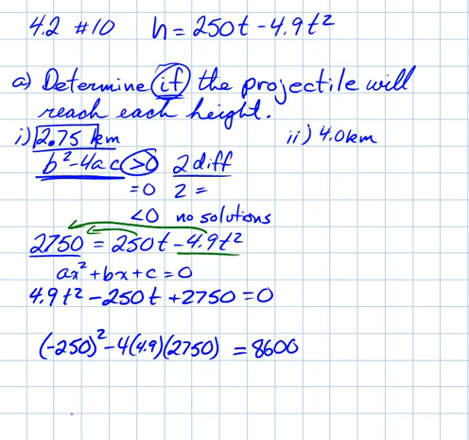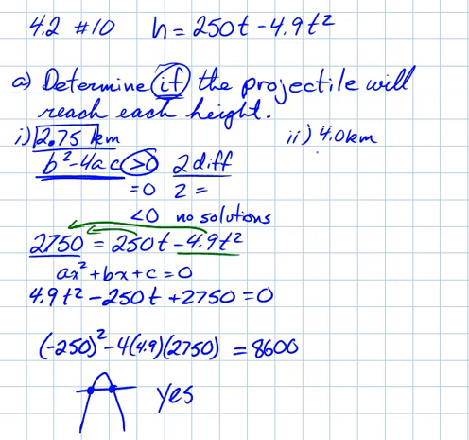So from a graphical perspective, if that's the path of the flare or the projectile, it's going up and then coming back down, it's crossing that height at two different times, which is great. So we can answer A, if the projectile will reach this height, yes.